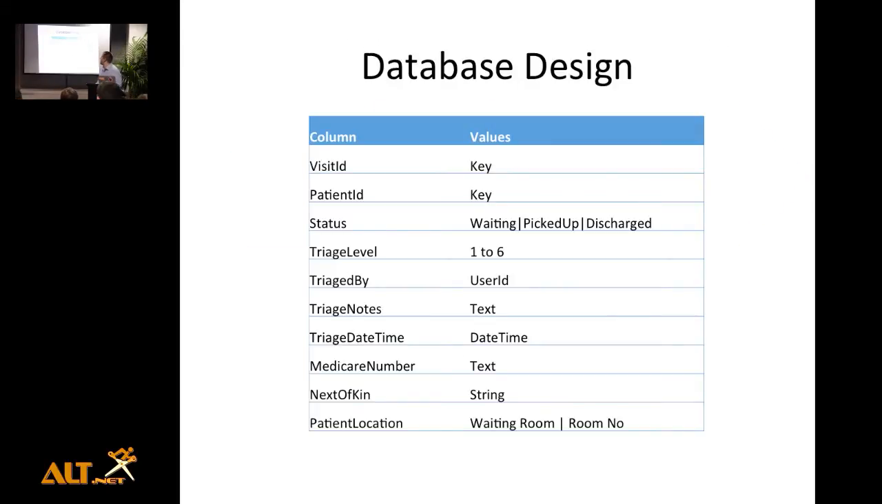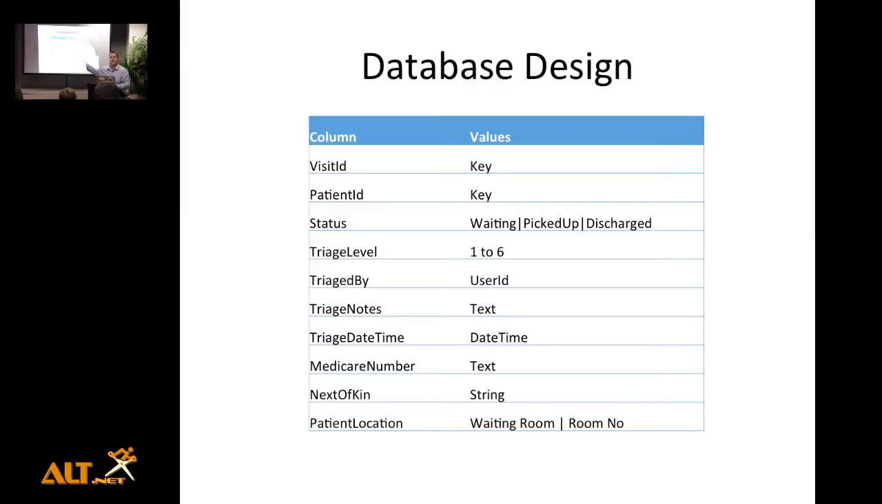So, if we think about a very basic database design. The most naive kind of database design we could come up with to capture this sort of information would be a single table. We've got a primary key for our visit, a foreign key to link off to any other hospital records you might have about you, your current status, the triage level you're assigned, who triaged you, Medicare number, all of those things we talked about in the steps in the process.